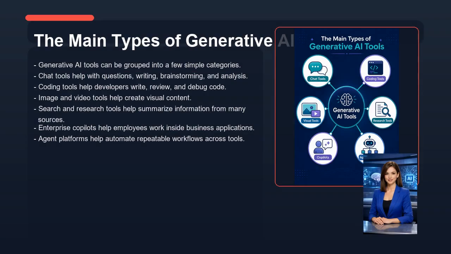Now let's look at the main types of generative AI tools. Generative AI tools can be grouped into a few simple categories. Chat tools help with questions, writing, brainstorming, and analysis. Coding tools help developers write, review, and debug code. Image and video tools help create visual content. Search and research tools help summarize information from many sources. Enterprise copilots help employees work inside business applications. Agent platforms help automate repeatable workflows across tools.